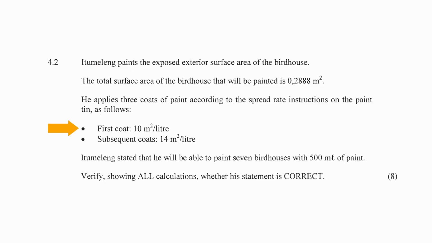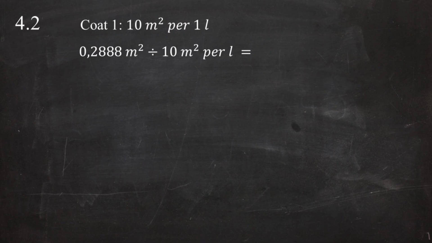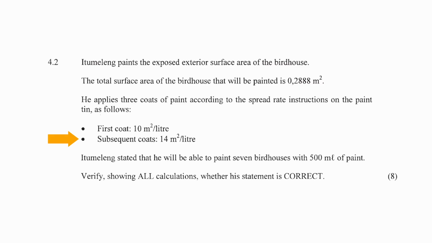For the first coat, the spread rate according to the instructions is 10 square meters per liter, and we are given the total surface area of the birdhouse to be painted of 0,2888 square meters. So the amount of paint needed for the first coat will be the total surface area of 0,2888 square meters divided by the spread rate of 10 square meters per liter, and this equals a volume of 0,02888 liters of paint for the first coat. For the second coat, the spread rate according to the instructions is 14 square meters per liter.